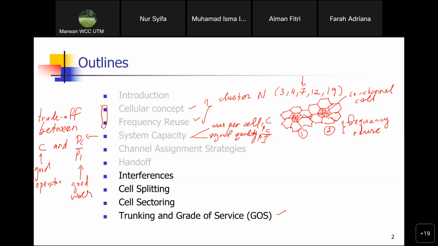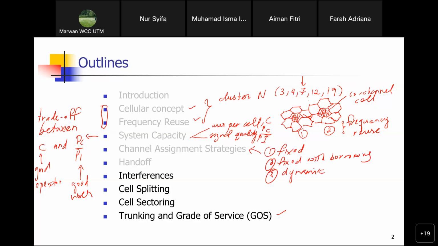So this is what we looked at yesterday. Then we stopped at channel assignment. So we have 3 types. First is fixed. Second is fixed with borrowing. Third one is dynamic.